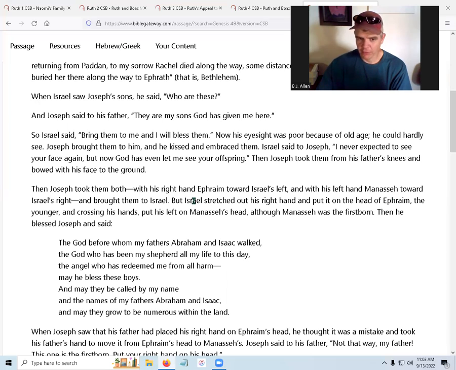Now wait. With his right hand, Ephraim toward Israel's left. But Israel stretched out his right hand and put it on Ephraim, the younger, right hand on the head of Ephraim, the younger.